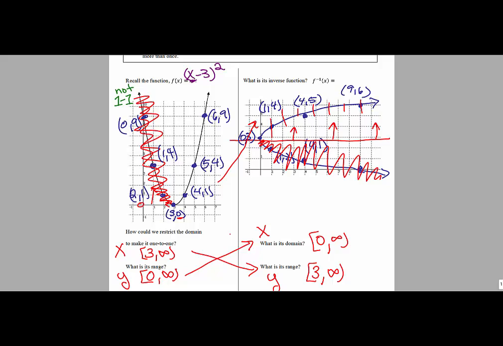So the whole idea here is that in order for the original function to actually have what we would call an inverse function, we have to restrict the original function so that it is 1 to 1. Once I get rid of that left-hand side, then the right-hand side is a 1 to 1 function. Therefore, the inverse will be an inverse function.